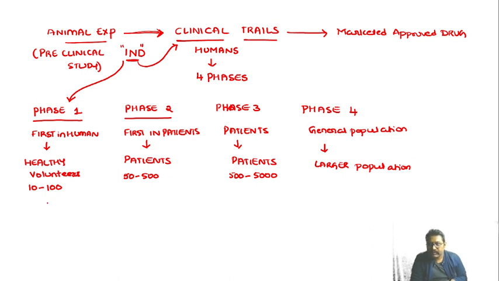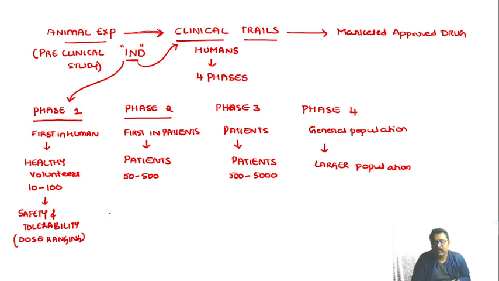So what are you going to assess in phase 1? Mainly you are going to check for safety and tolerability. In the healthy volunteers, you are going to check for dose ranging, where it will give information about the maximum ceiling dose.